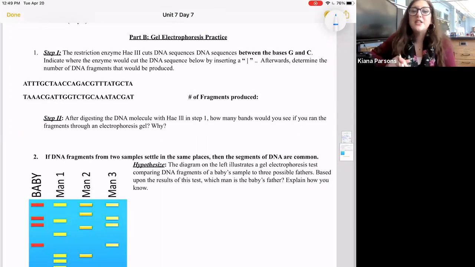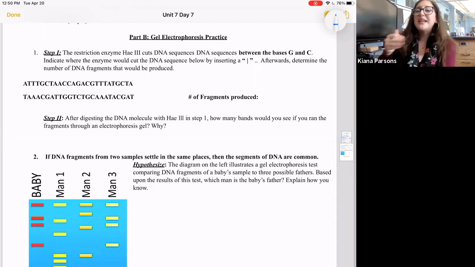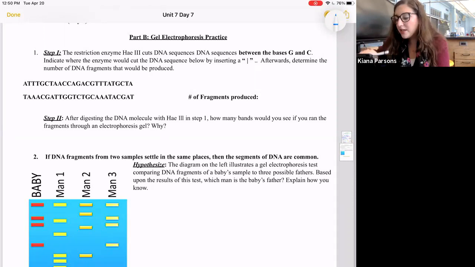First, we're going to use a restriction enzyme. So step 1, the restriction enzyme HAE3 cuts DNA sequences between the bases of G and C. Indicate where the enzyme would cut the DNA sequence below by inserting a line. Afterwards, determine the number of DNA fragments that would be produced. So we're going to cut all the way through based on the first line, okay? So take a look.